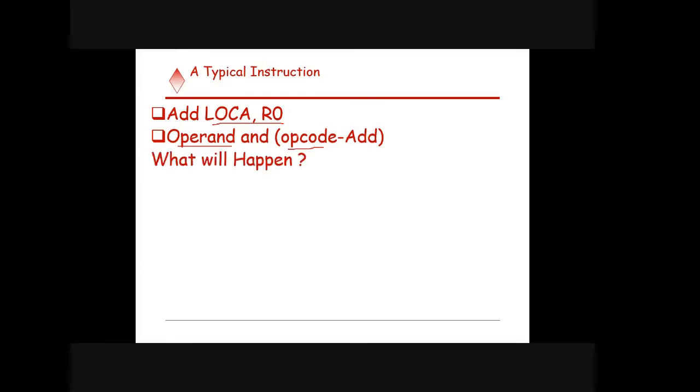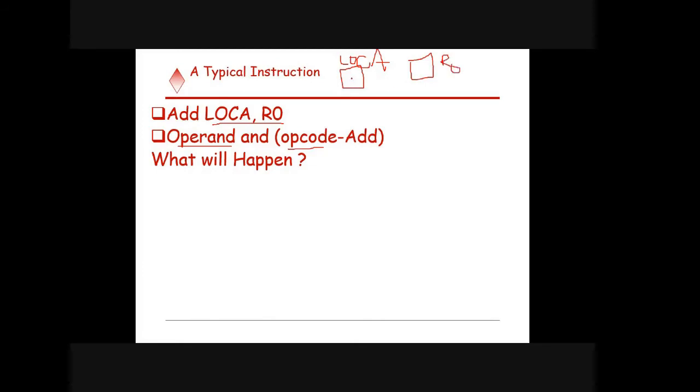Next thing is what this instruction will do. What if I execute this instruction, add location A comma R0? What exactly will it do? The instruction will be doing a task. Anyway, it is addition, that I understood. And location A, I already told you, certain content will be there in my location A. After that, I check the content of R0.